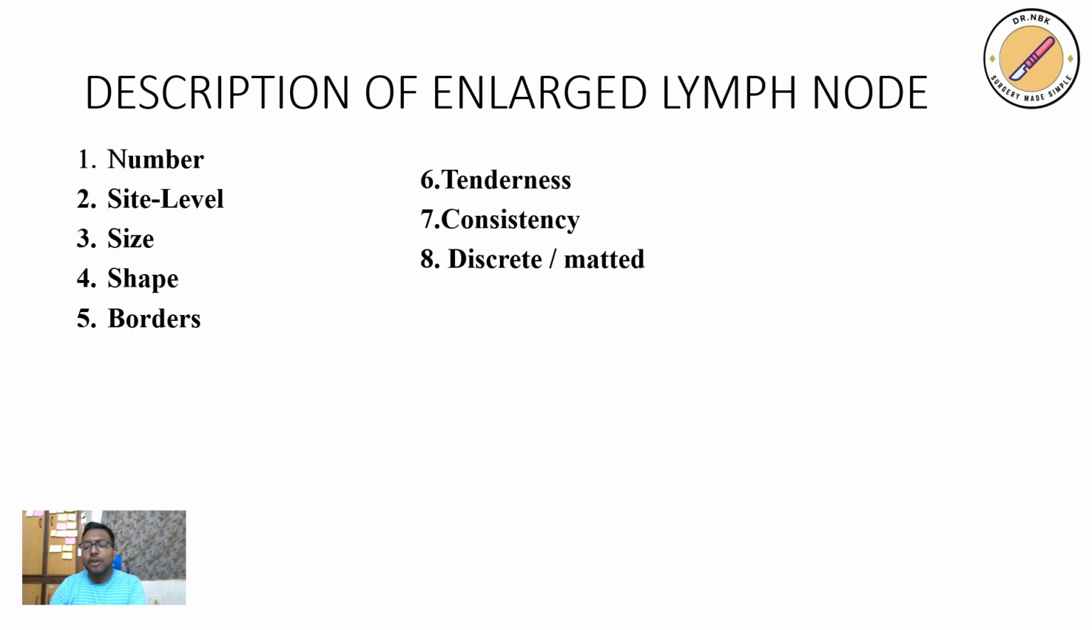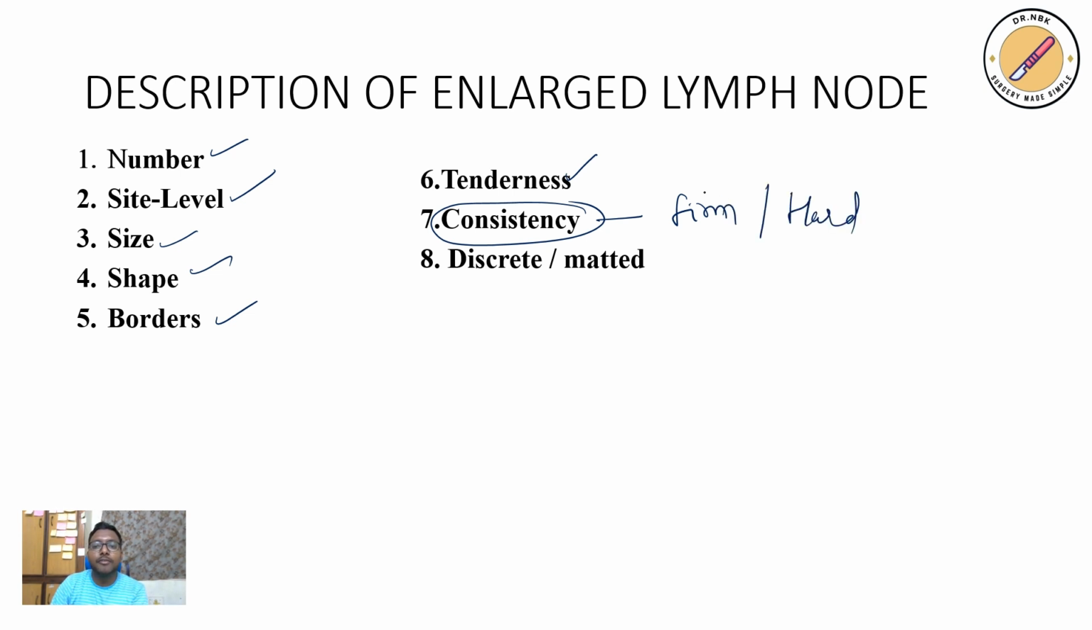Next, whenever you have an enlarged lymph node, these are the basic headings under which you should describe it: which level of the cervical lymph nodes is enlarged, size, shape, borders, whether it is tender or not, and whether it is firm or hard. Usually firm will be a reactive lymphadenopathy. Hard is usually seen in metastatic lymph nodes. And whether they are separate or matted, right?